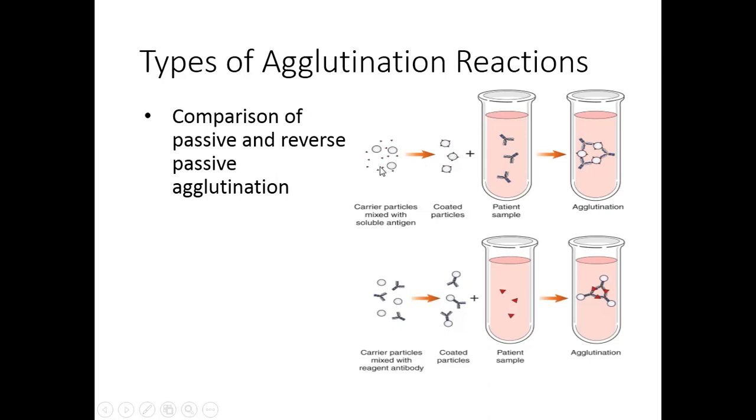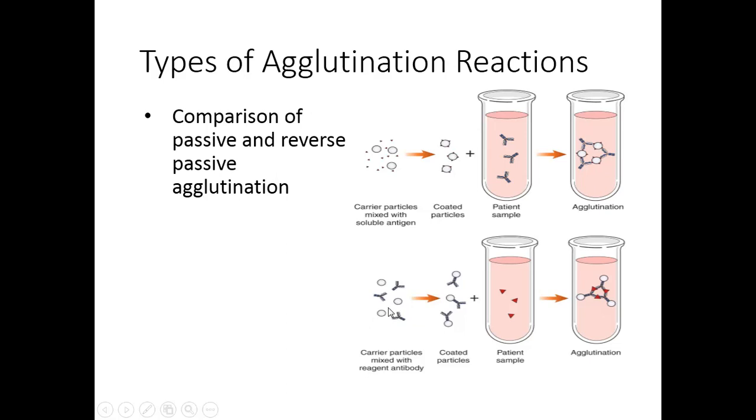So we intentionally put an antigen of some sort attached to this carrier particle. As I said, it might have been a virus or something like group A strep. We were looking for something specific, so we attached it to a carrier particle, and then we looked to see if the patient had the antibody. Of course, this comes in a test kit. We don't do it on a case-by-case basis, but this is passive agglutination.